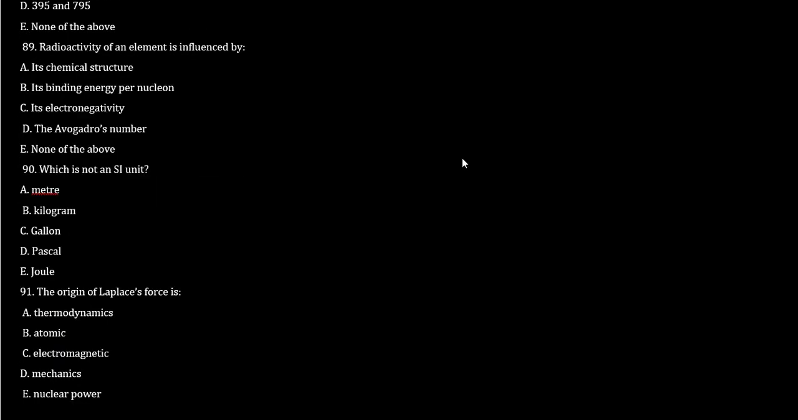Question number 89. Radioactivity of an element is influenced by A, the chemical structure; B, the binding energy per neutron; C, the electronegativity; D, Avogadro's number; E, none of the above. So none of the above is correct. The correct option is option E. It is simply because the radioactivity of an element is not directly influenced by the chemical nature, and radioactivity is primarily determined by the stability of the atom. So definitely the binding energy per neutron, electronegativity, Avogadro's number, and the chemical structure are not directly related to how radioactivity can be influenced. So the correct option is option E.